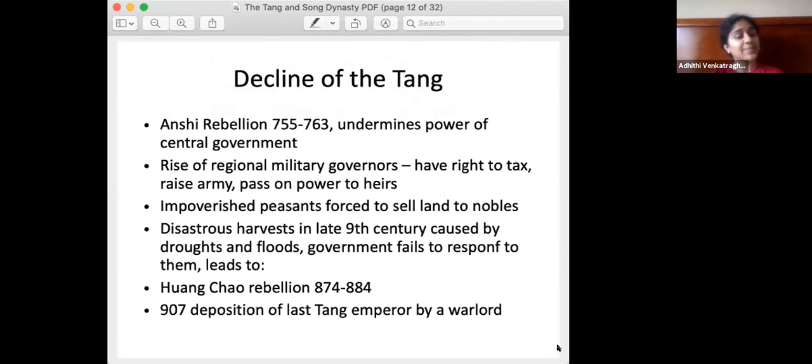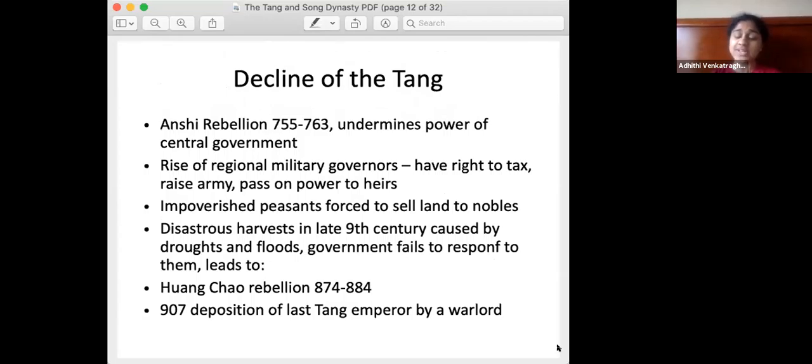The decline of the Tang began during the An Lushan Rebellion in 755 to 763. It undermined the power of the central government, and it gave rise to regional military governors, who had the right to tax, the right to raise an army, and to pass on the power to their heirs.